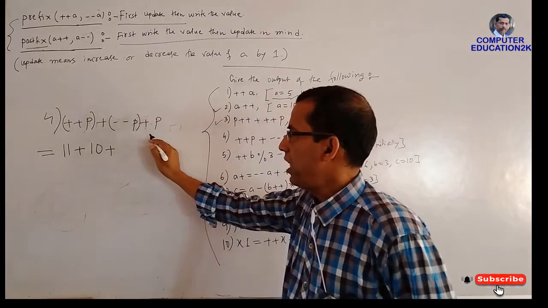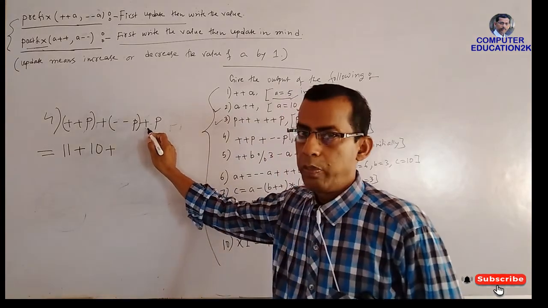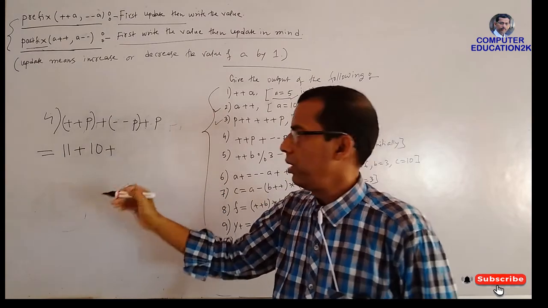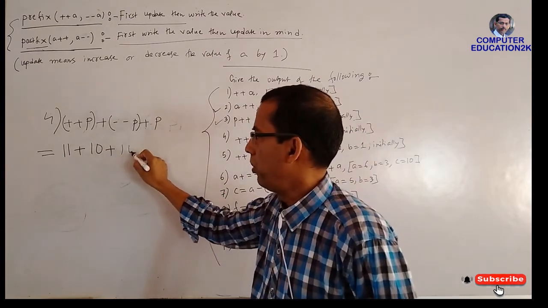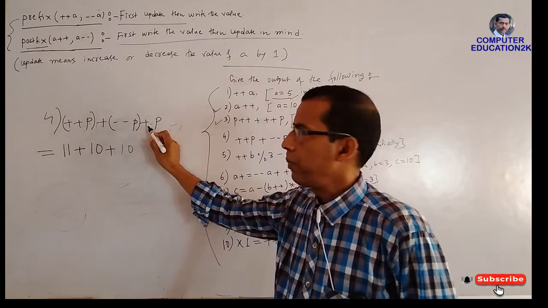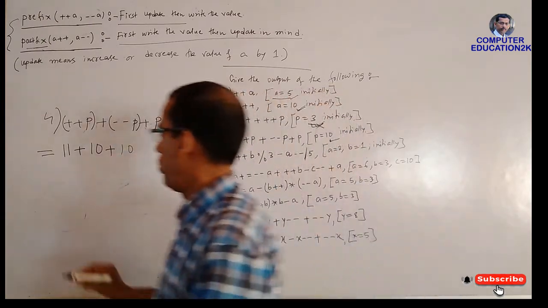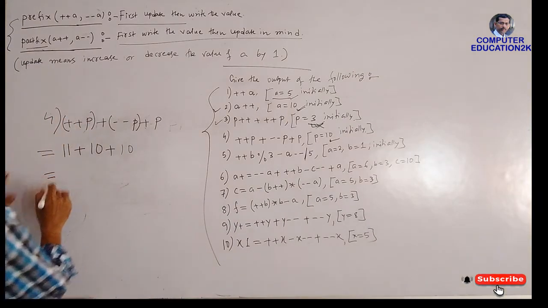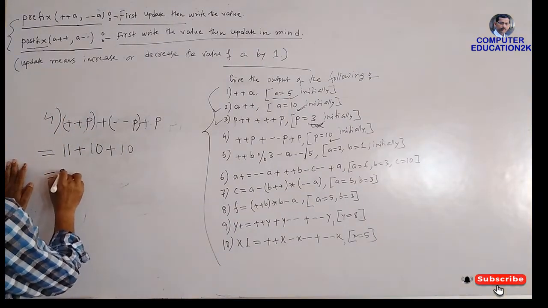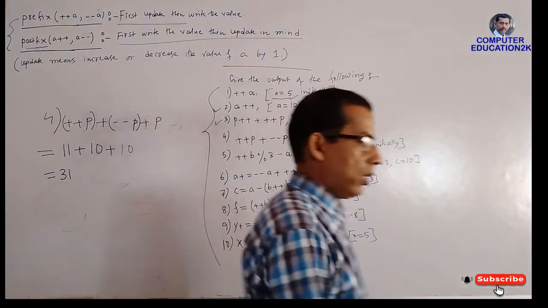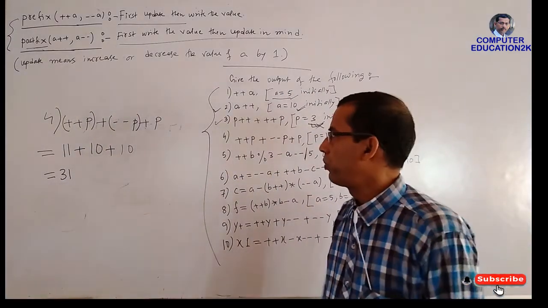And then plus P. See, it is only plus, this is not plus plus, only plus. So you have to write the value of P here. That is 10, because this is only plus. What is the value of P now? 10. So the output will be 31. So this is done, number 4.